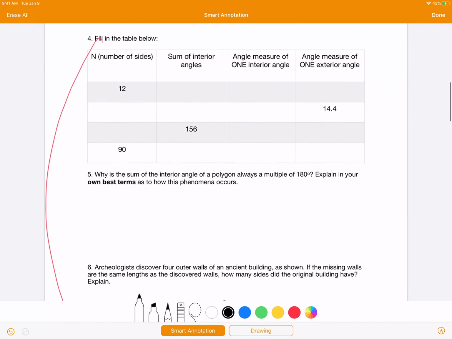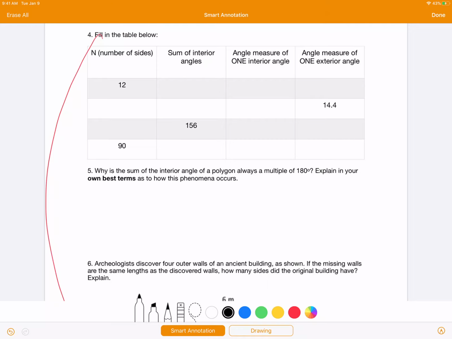Next, fill in the table below. Now this is what we learned yesterday, so it might still be a bit iffy, but just pause the video for now and really try this on your own before you attempt this and get the answers here. So fill in the table below: number of sides, sum of the interior angles, angle measure of one interior angle, and angle measure of one exterior angle. So we have done this before in the past, I mean yesterday. So let's just review.